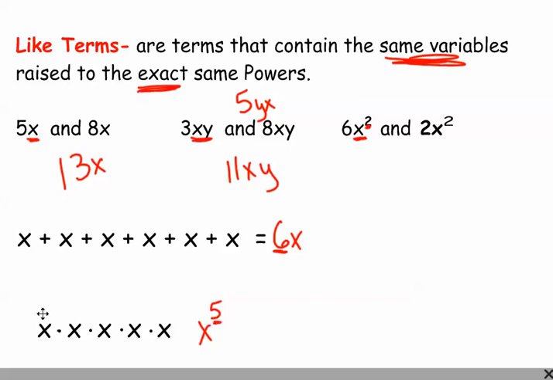Because if you think about it, if I said that x was 2, 2 times 2 times 2 times 2 times 2, well, isn't that just 2 to the 5th power? So once you put a real number in there, it's easier to see that that would be an exponent.